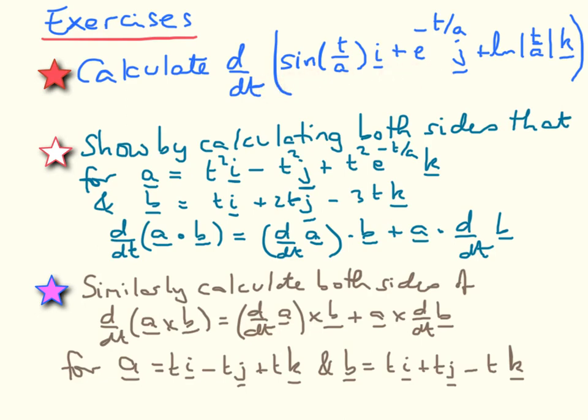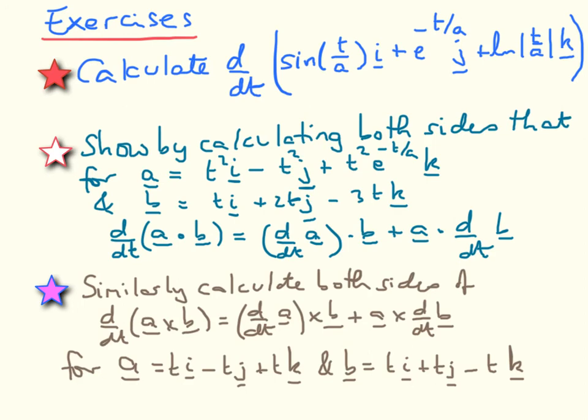Secondly, here are two vectors A and B. This scalar product is something we've proven, and let's check it by calculating this side. In other words, work out the scalar product and then differentiate it, and separately take the scalar product of the derivative of this vector with the second vector and add to it the scalar product of this vector with the derivative of this vector, and see that both sides agree.